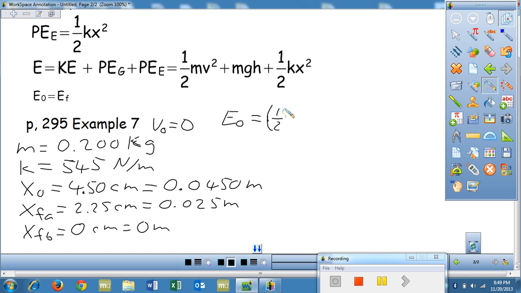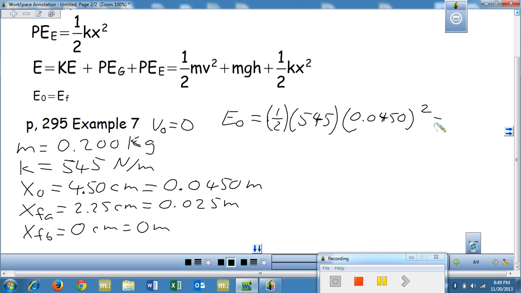1/2 times 545 times 0.0450 squared. And if we calculate that out, that is going to be 0.552 joules. That's our initial energy.